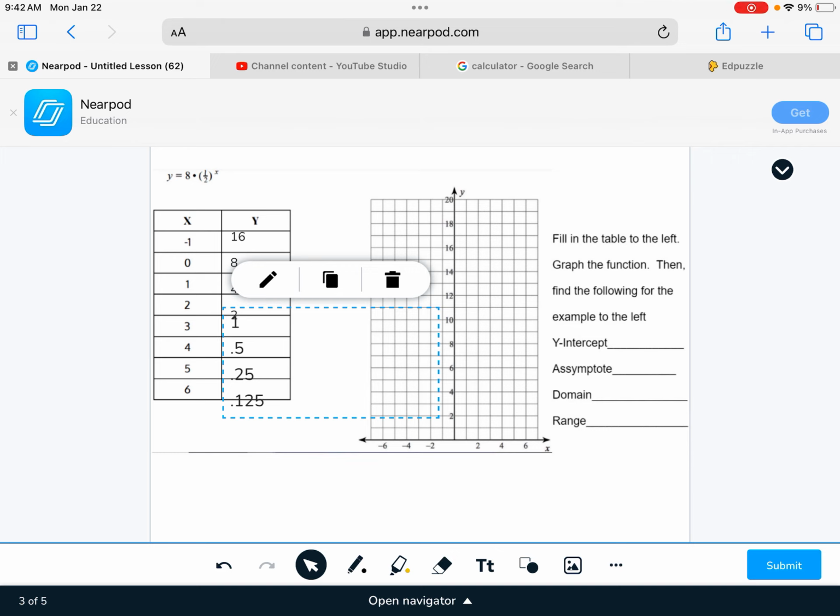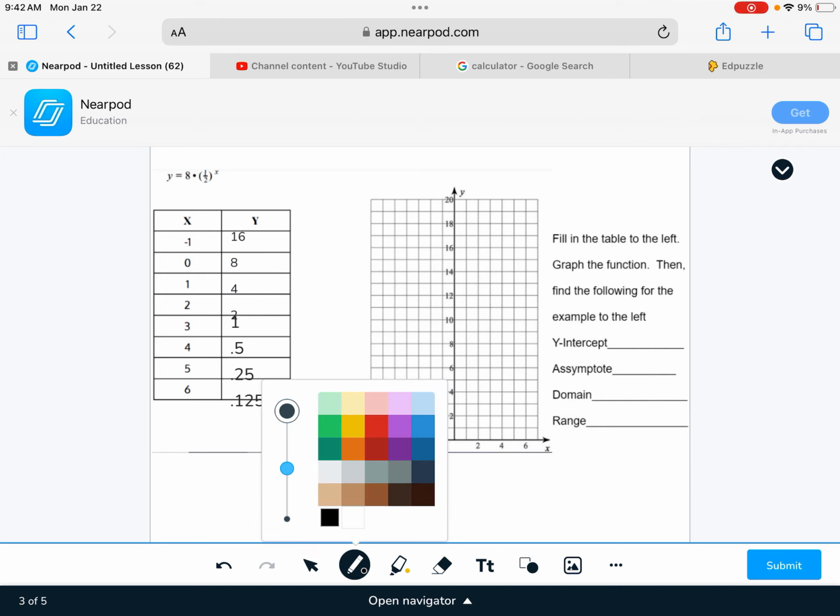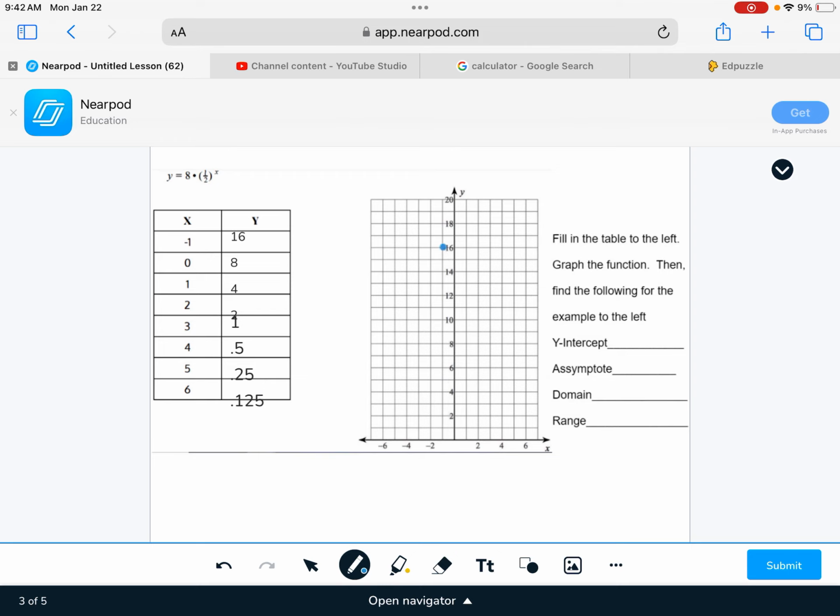Our goal from here is to be able to graph it. So I'll take each of these points and put it in at negative 1, 16, at 0.8, at 1.4, at 2.2, at 3.1, at 4.5, and it's going to slowly get flatter like that. And you'll see how this graph is an exponential function.